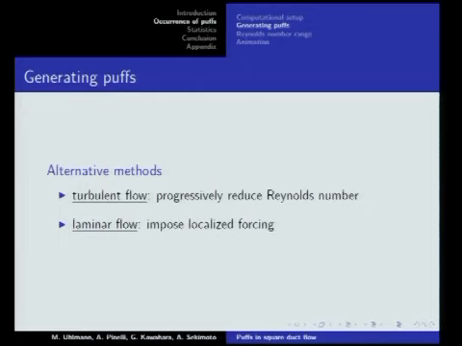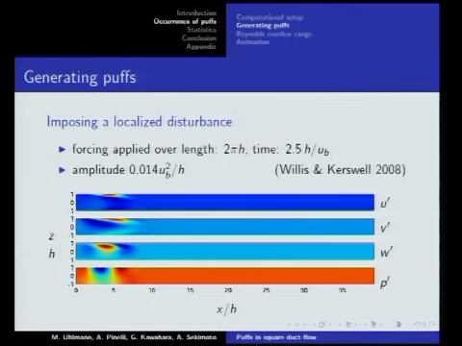We have tried essentially two alternative methods of setting up puffs. One is starting with developed turbulent flow in a long domain, and then progressively reducing the Reynolds number until puffs appear, or until puffs are the only thing left from the turbulence. The other method is to start with laminar flow and then impose a localized forcing over a short interval, and then puffs develop after a certain time. Both methods work and generate puffs, and in the following I will concentrate on the second method.